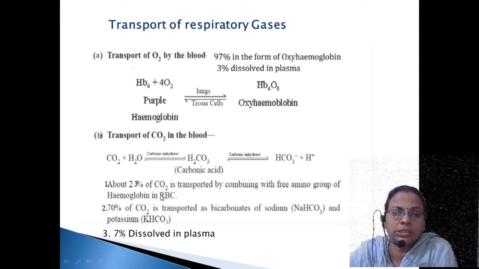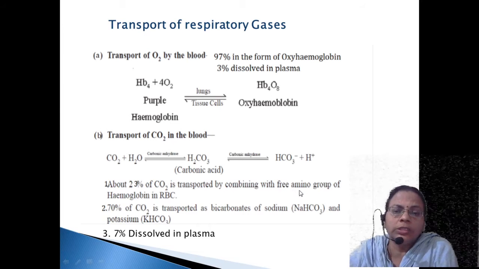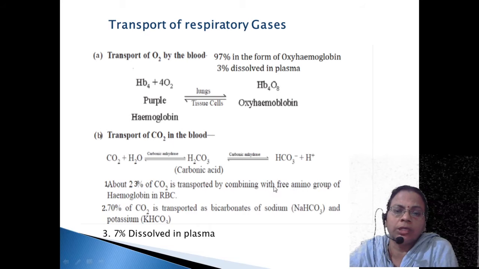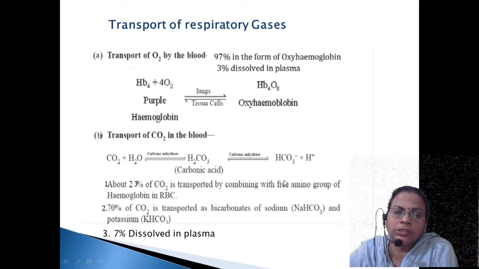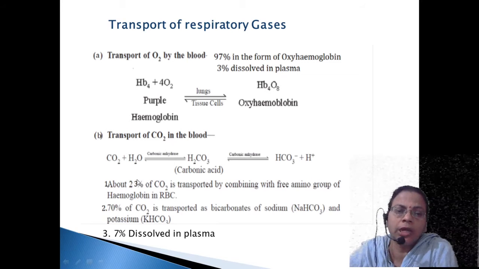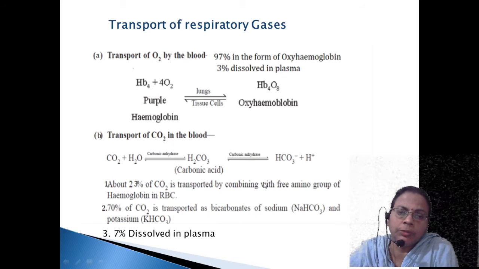Why is it called carbamino? Carbon dioxide is combined with the amino group of the hemoglobin. Globin is a protein, and the subunits of protein are amino acids. So it is combined with the amino group of hemoglobin and forms carbaminohemoglobin.